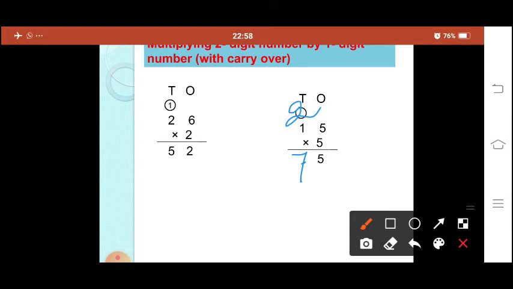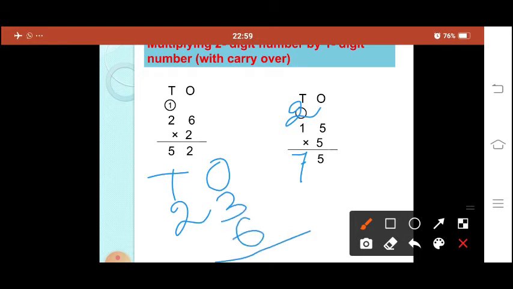If I take another example, let's see. 23 multiplied by 6. 6 threes are 18, so 1 is carried over. 6 twos are 12 plus 1, 13. Like this way you can do this one.